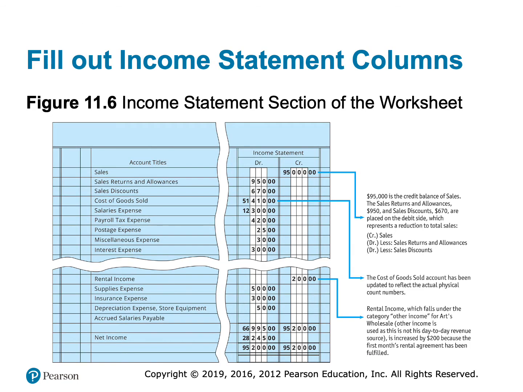Now, the next thing we do is the income statement section that has our sales on it, our sales returns and allowances, our sales discounts, those contra revenue accounts. It also has all of our expenses on it. Don't forget, we've also included rental income because that's a revenue account. And we've got our new expenses listed down here at the bottom.